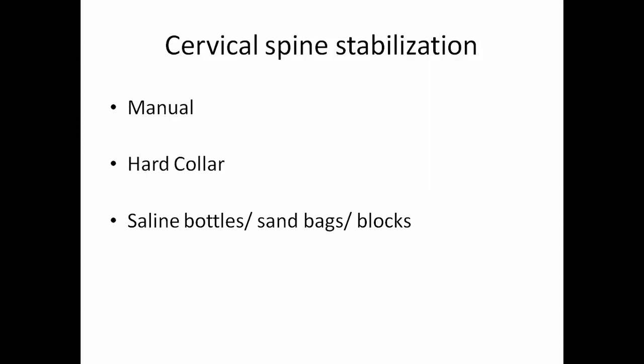Then any other methods? So one is manual stabilization, one is a hard collar. The third thing is using blocks, saline bottles, or sandbags adjacent to your head, and you can strap them. So you put the blocks, you keep the head straight, and you strap the forehead and chin to these bags so that it will not move. So these are the different methods of cervical spine stabilization.